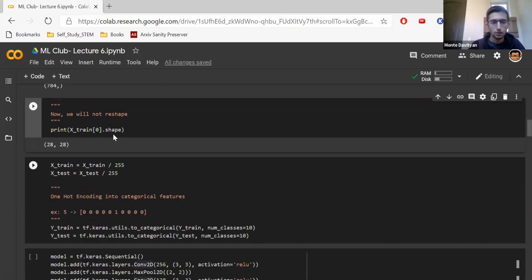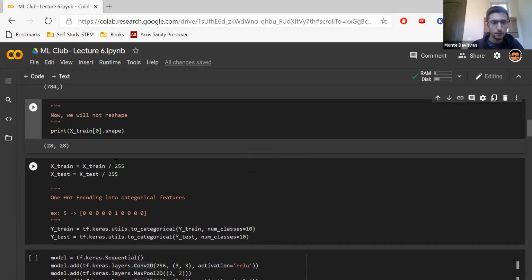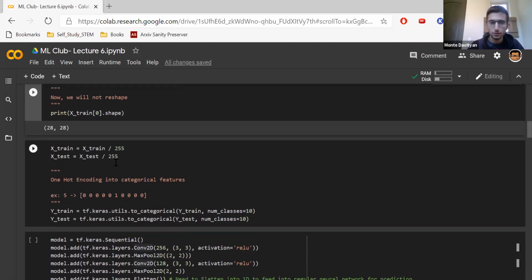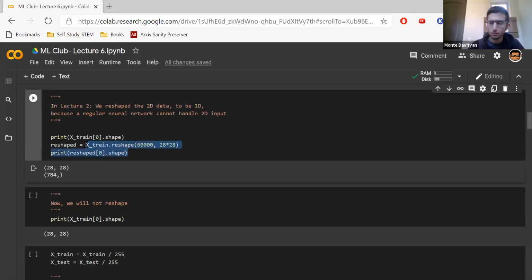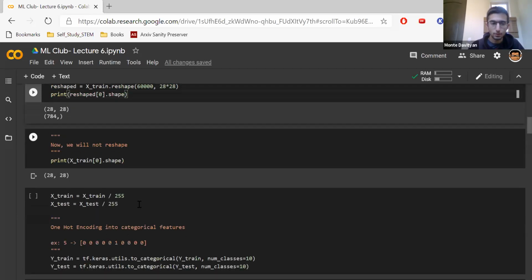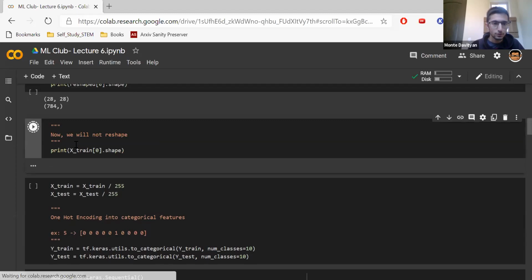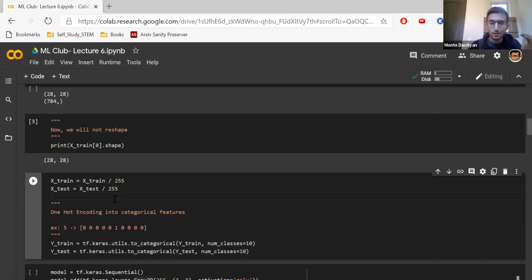All right, the next steps are going to be exactly the same as in the first lecture. The only difference is we're not flattening the data. Remember, in our second lecture, we reshaped the data, we flattened it. We're not going to do that in this case. And so we see that we have a shape of 28 by 28. This is what we're going to use. These next steps are exactly the techniques we did in lecture 2.